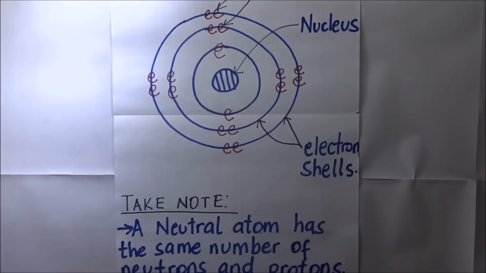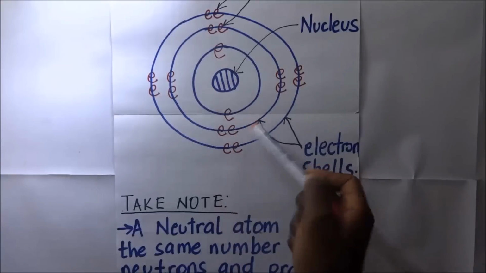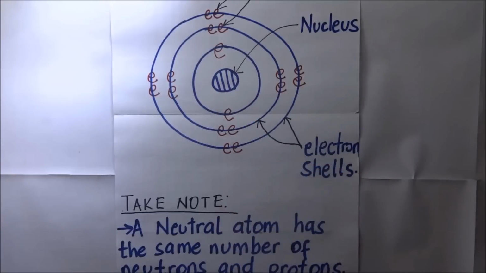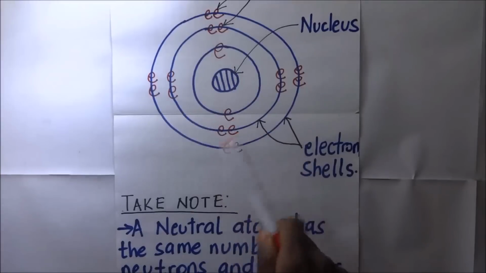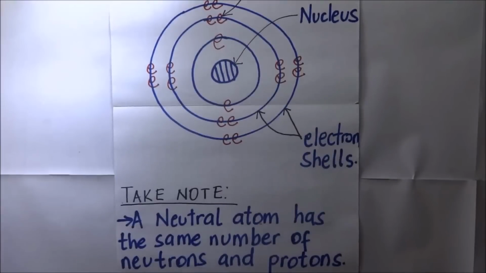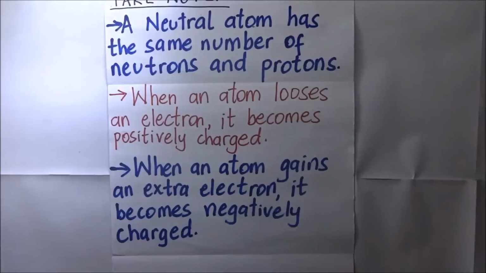Likewise, during bonding, this atom can gain more electrons. When it gains more electrons, it means that we are having more negatives than positives. And so it means that overall, the atom will be considered negatively charged.